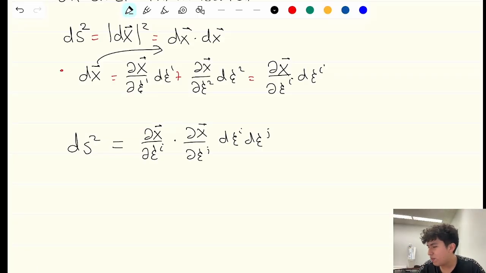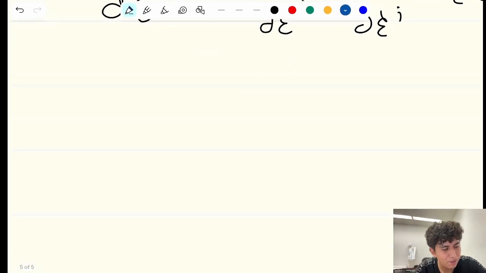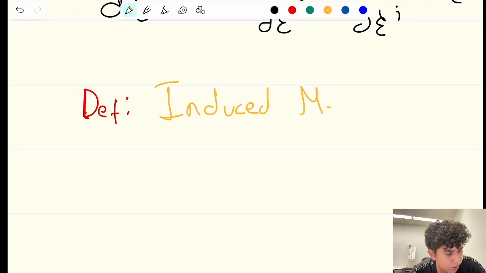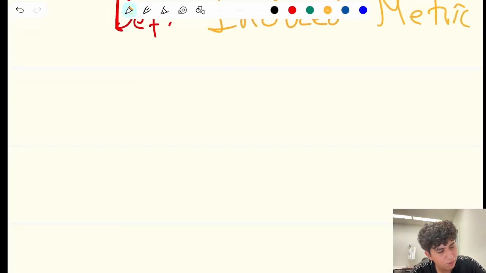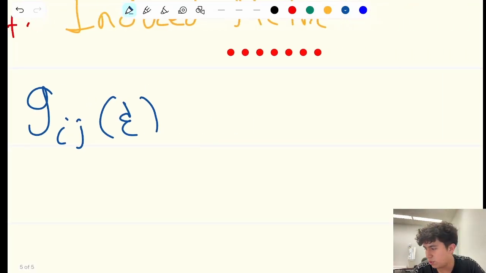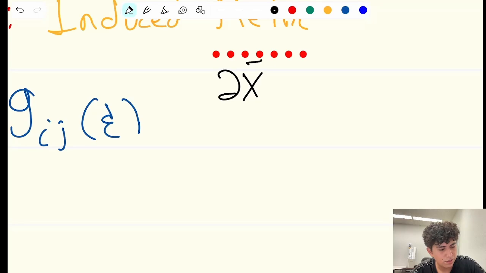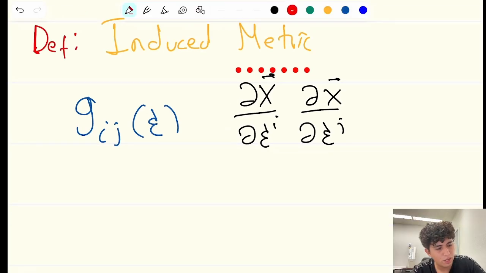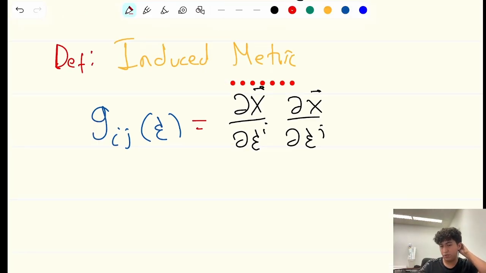If you remember, we wrote the induced metric. Or I'm not sure if we wrote the induced metric before, but if we didn't, let me define the induced metric. We're going to define it like this, depending on the parameter i and parameter j. So this is going to be the definition of the induced metric.